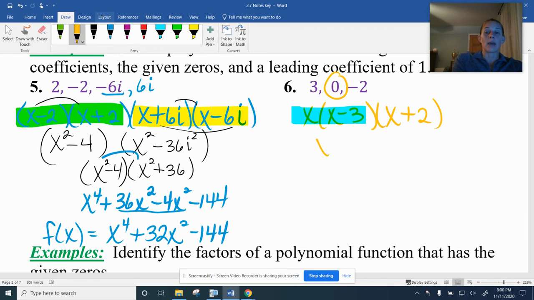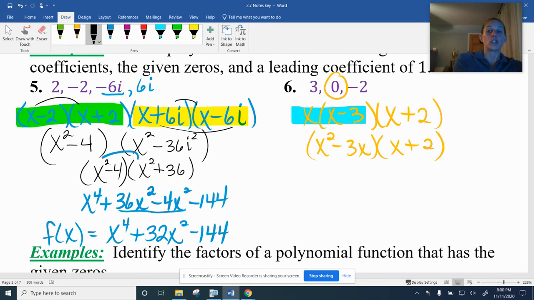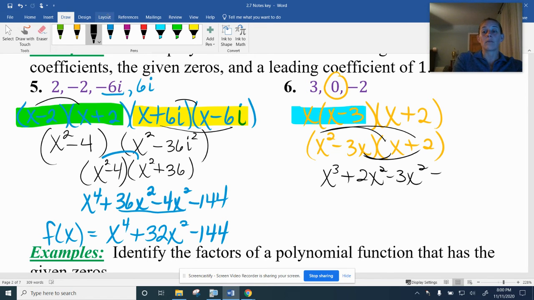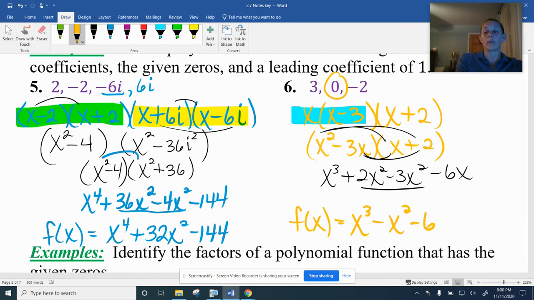So if I do it this way, I have x squared minus 3x. And now I'm going to multiply that with my x plus 2. So x squared times x is x cubed plus 2x squared minus 3x squared minus 6x. Of course, the middle two will combine. So my final polynomial here is x cubed minus x squared minus 6x.